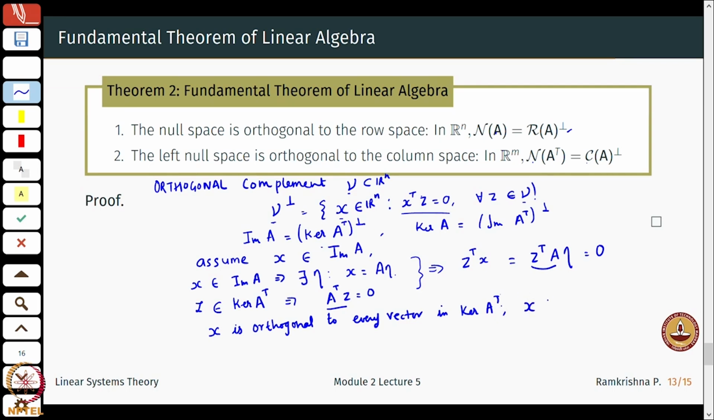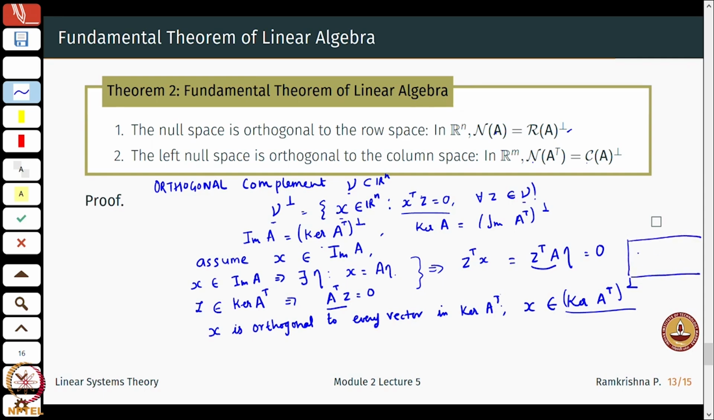which mathematically means that x belongs to the kernel of A transpose with the orthogonal complement, right. So, x is orthogonal to every vector in the kernel of A transpose, which means x belongs to this space here, right. Now, where does x come from? x is in the image of A.